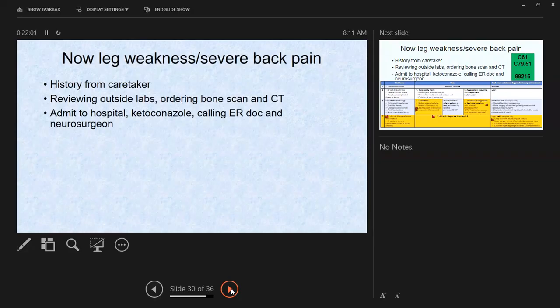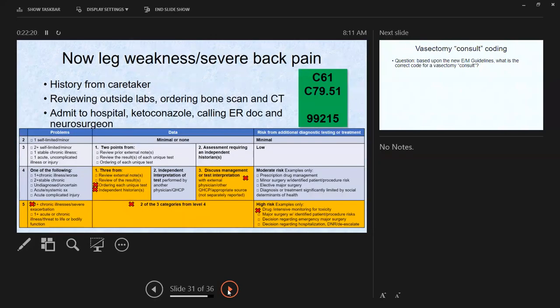The same patient now presents with new onset leg weakness and severe back pain. History was taken from the caretaker because the patient couldn't provide the history himself. We reviewed some outside labs, ordered a bone scan and CAT scan, and determined this patient needs to be hospitalized. We're going to admit them to the hospital, maybe start ketoconazole, calling an emergency room doctor and a neurosurgeon to get this all going. So we can all agree this is a chronic illness with a severe exacerbation. I mean, something really bad's going on.